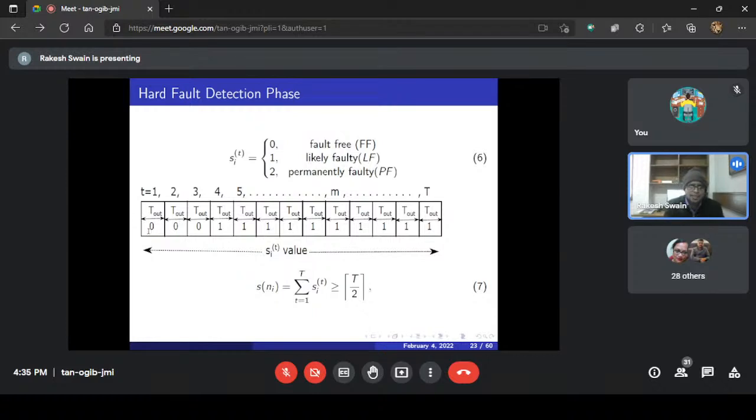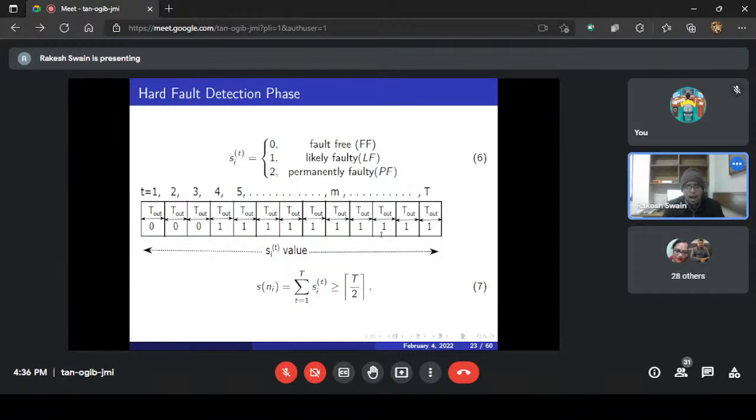Okay, if it is received, then the value equals 0, which means it is fault free. If it is not received within that timeout period, then the value will be changed to 1. In this way, an observation period will be maintained. Suppose I take 1 to time t, and that will be maintained.